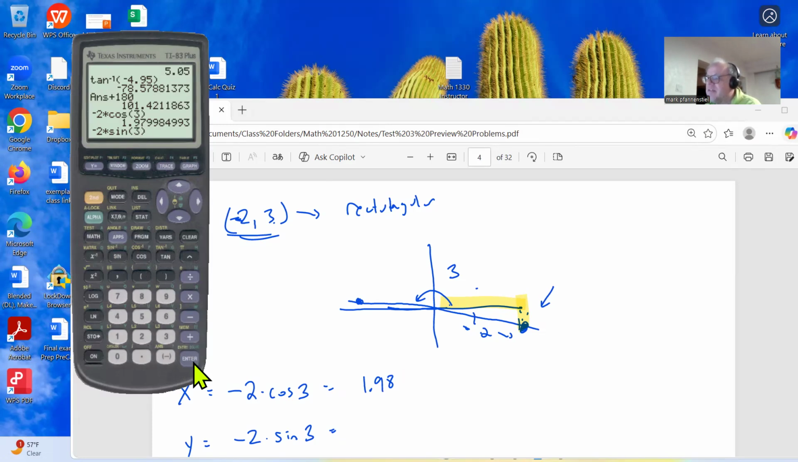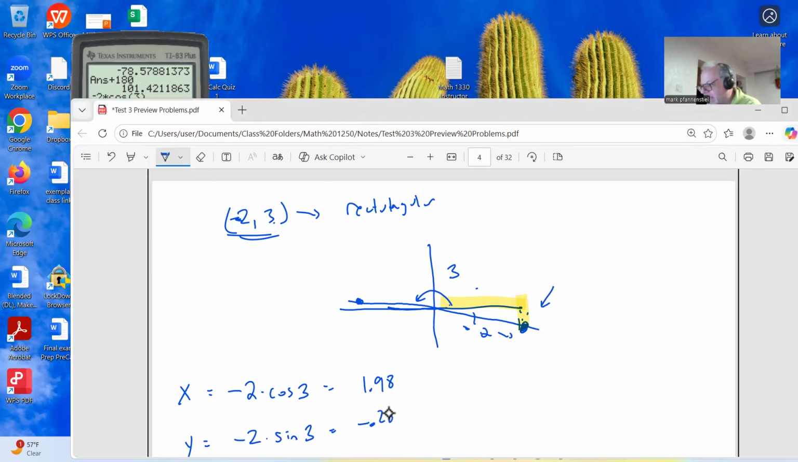Did you have to graph it? No. Do I feel better because I can check it? Yes. This is -0.282. So if I had to graph the point x equals 1.98 and y equals -0.282, I'm going to get 1, 2-ish over here, -0.2, -0.3, going down a little bit. I'm getting a point that looks like it's in the same place that my polar coordinate was. I feel pretty happy about my 1.98, -0.282 in rectangular coordinates.